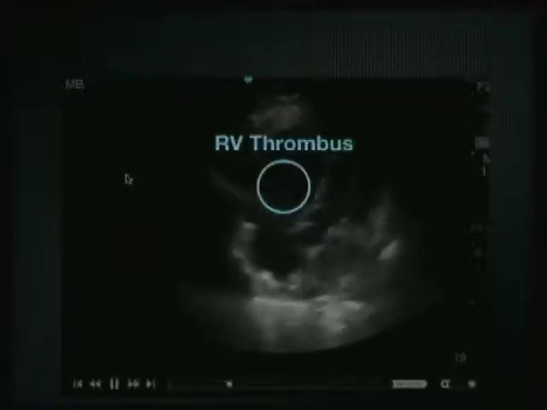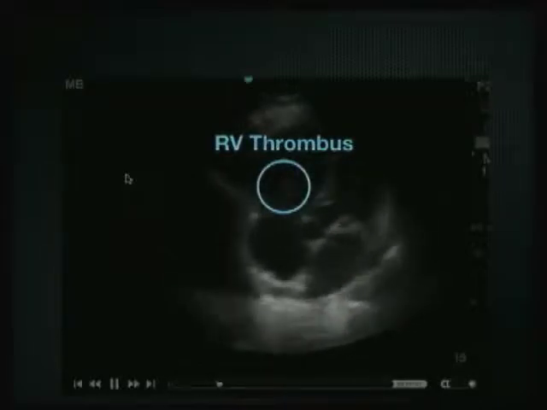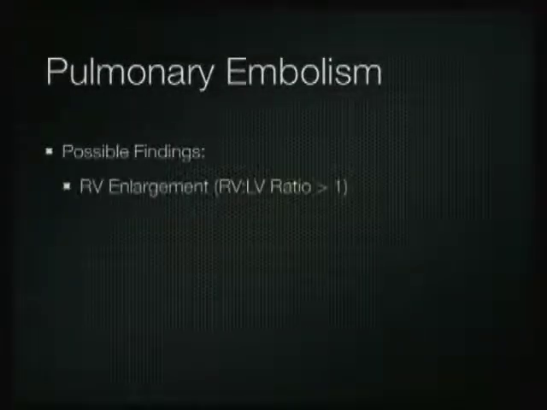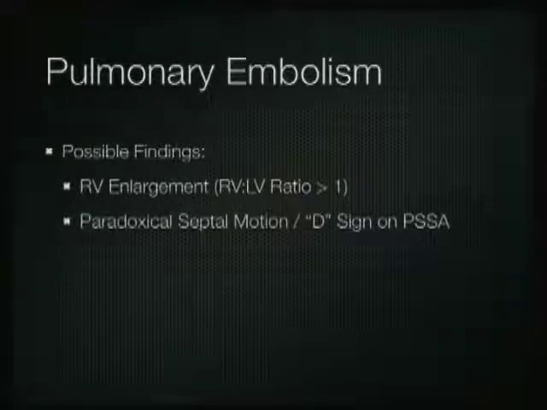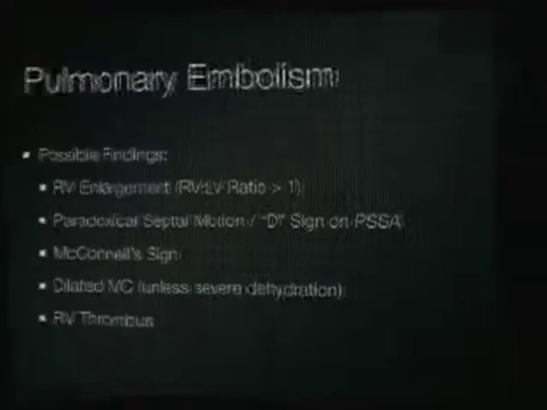And finally, one other finding that you might see in pulmonary embolism, that's kind of an icing on the cake, but also very difficult to diagnose with transthoracic echo, is that you may see debris flopping in the right ventricle, an RV thrombus. If you're able to visualize this and identify it, then you've clinched the diagnosis. So in pulmonary embolism, the possible findings include RV enlargement, paradoxical septal motion, McConnell sign, and a dilated IVC, which is usually seen unless the patient's severely dehydrated. And you may find an RV thrombus.